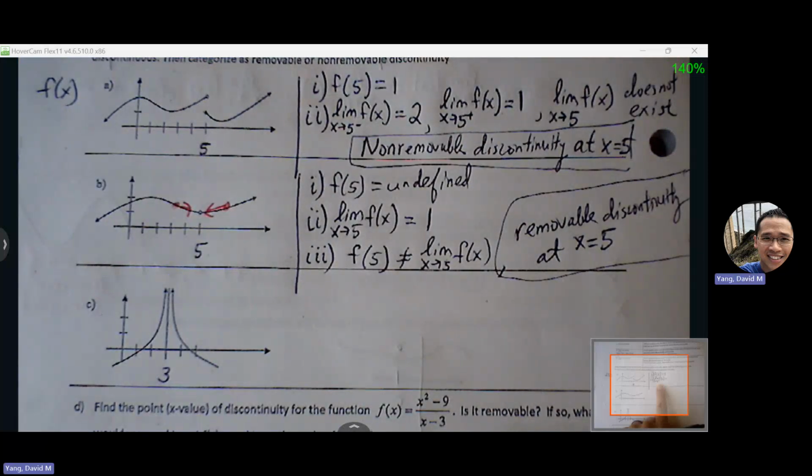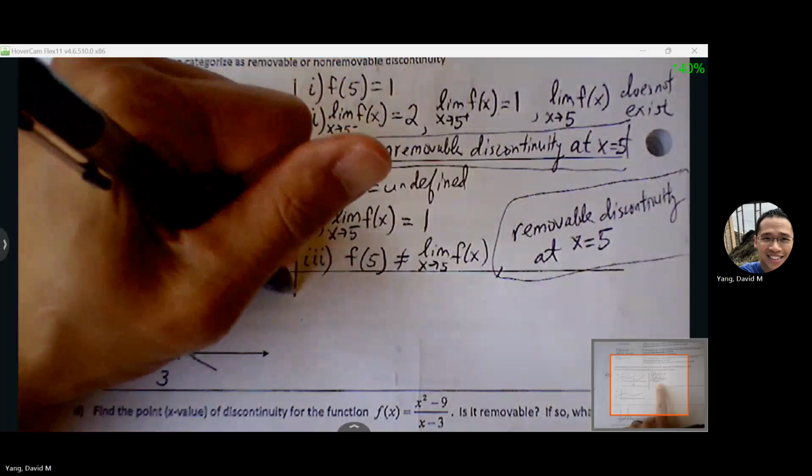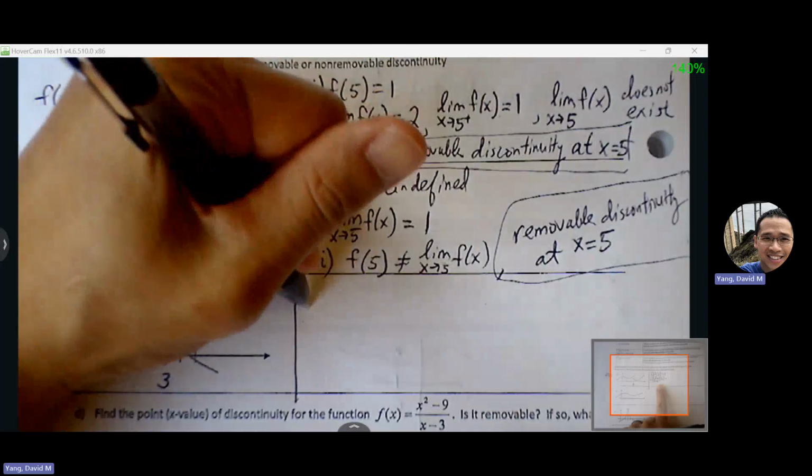That it equals infinity or doesn't. Yeah, you can say does not exist, in parentheses, infinity. And then we can stop, right? We know what type of discontinuity.